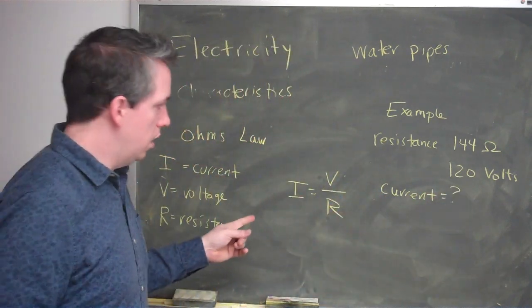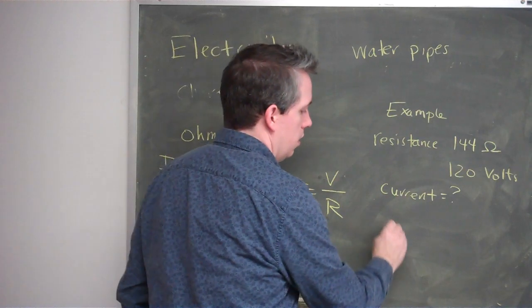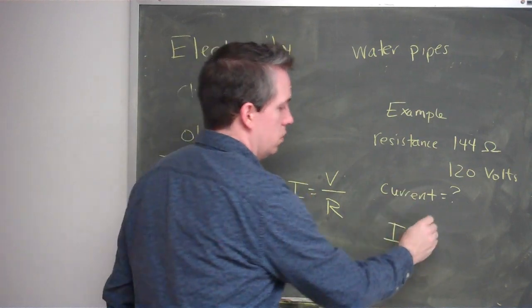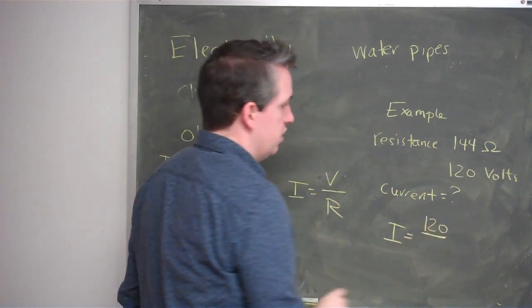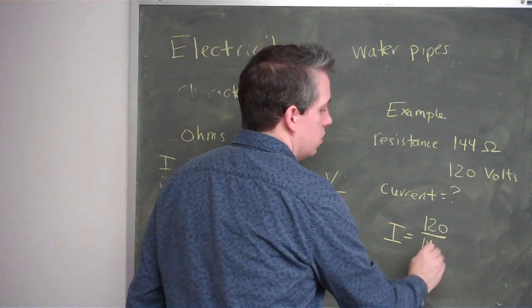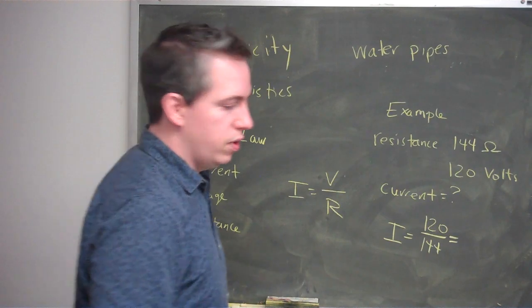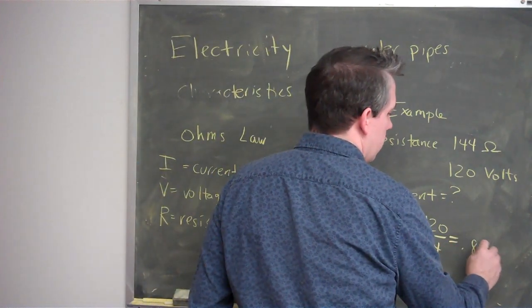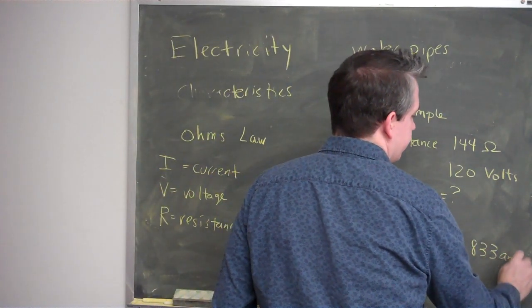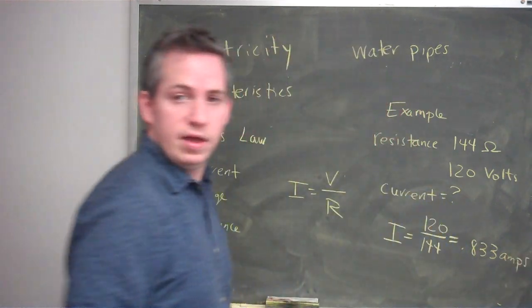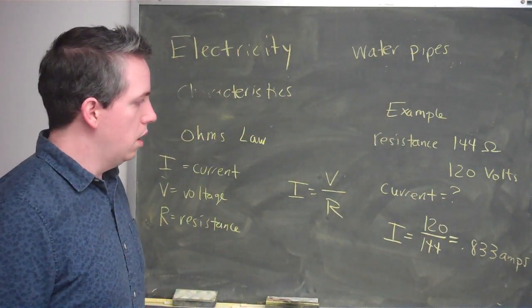Well, according to Ohm's law, the current would be equal to the number of volts, 120 volts, divided by the resistance, 144 ohms, and that would give us a current of 0.833 amps. So that's how fast the electricity would be flowing through that light bulb.